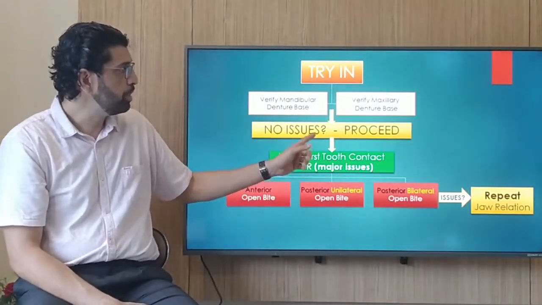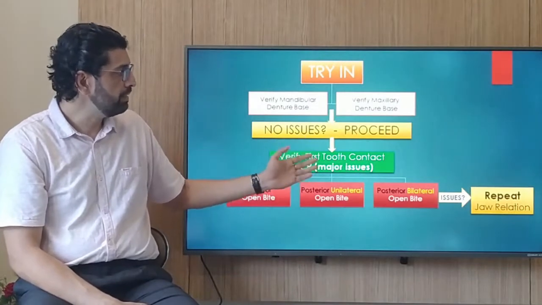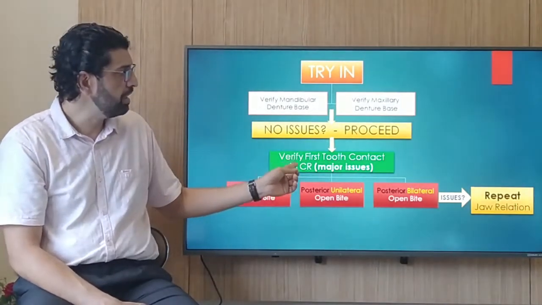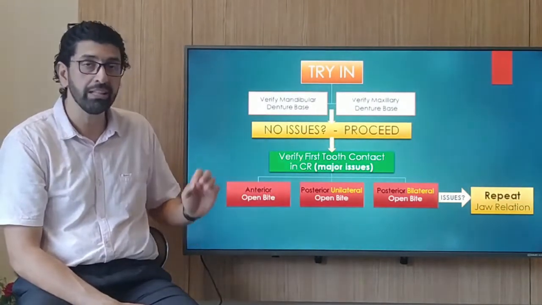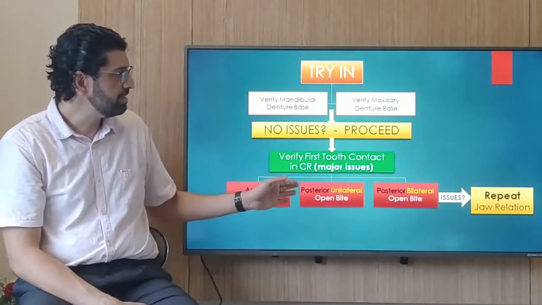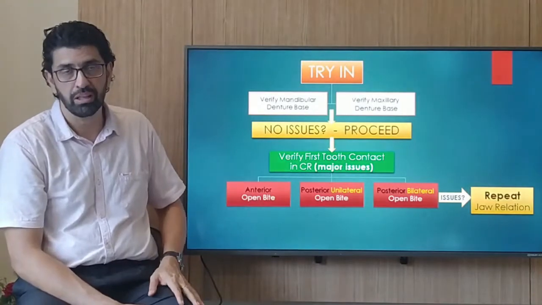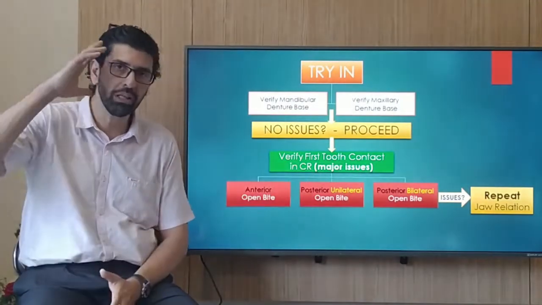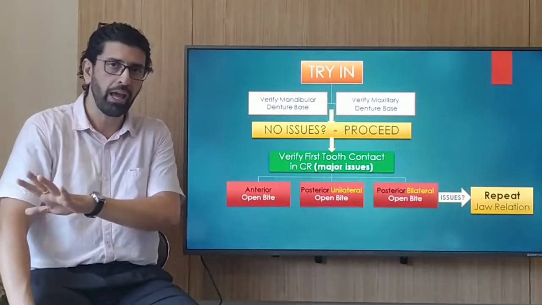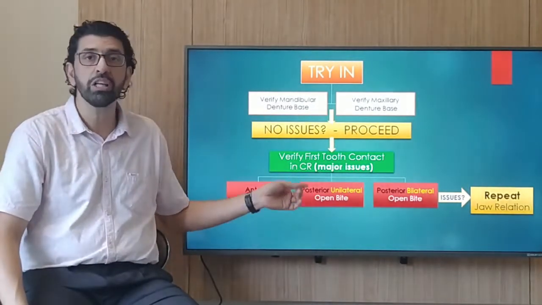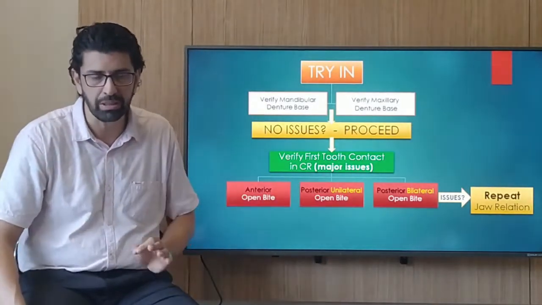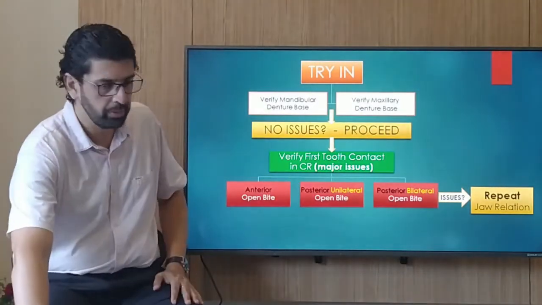So if there are no issues, proceed, and then the first thing that you want to verify is the first tooth contact in centric relation. This can create major issues, right? This can also affect your vertical relation. I know centric relation immediately reminds you of horizontal relation, but hang on. This can create issues in your vertical as well, which is the reason why I'm going to talk about this in a little bit, and then I'll tell you what needs to be done.